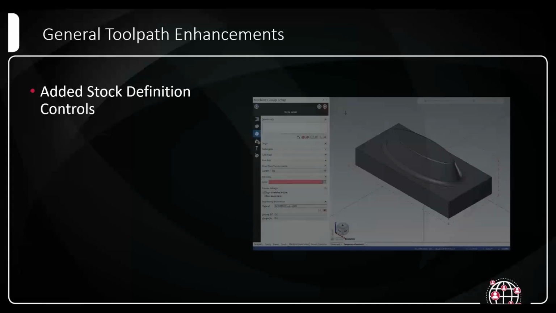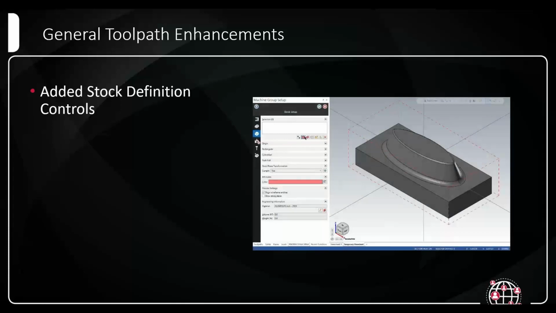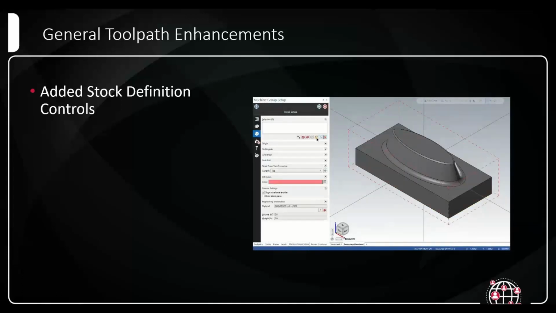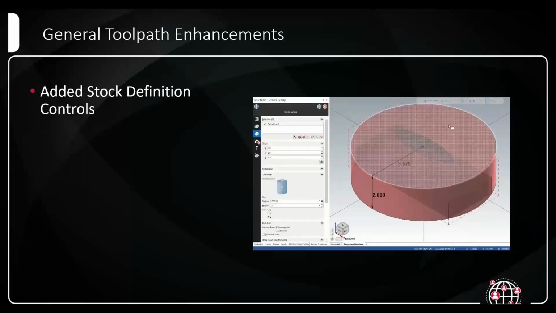Well, sure enough, now in 2024 in the stock definition page, we can now define a simple rectangle, which has all the same controls we had in previous versions, and a simple cylinder, which has all the same controls as previous versions.